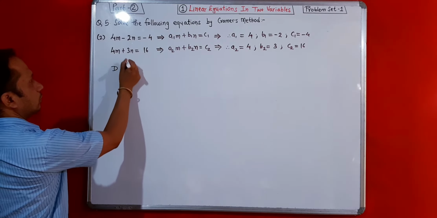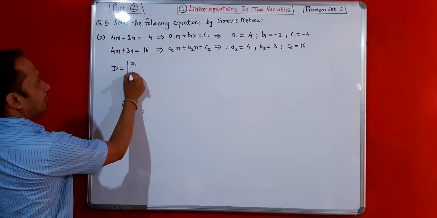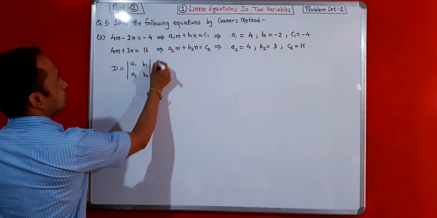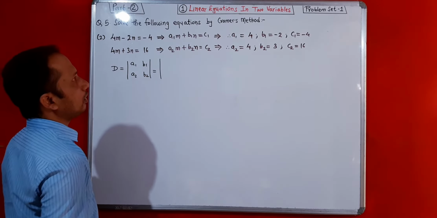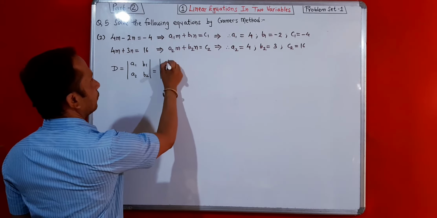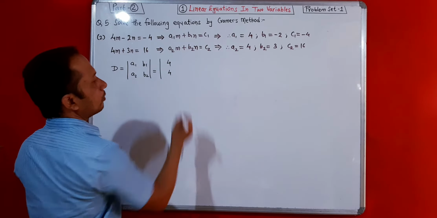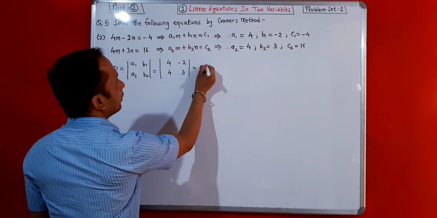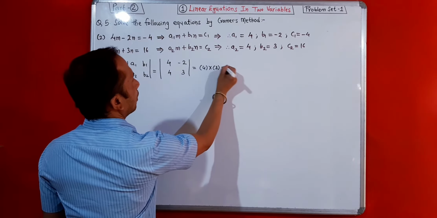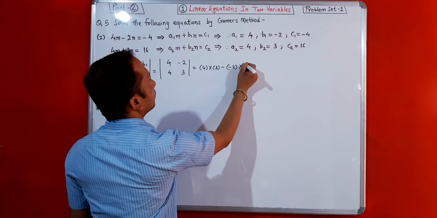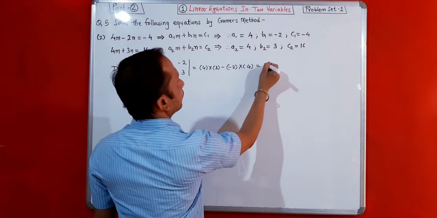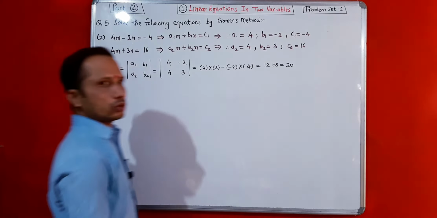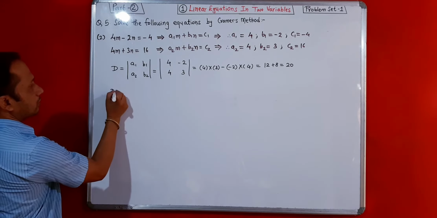D is equal to, you know that a1, a2, b1, b2 are the values. So first a1, a2 are 4 and 4, and b1, b2 are minus 2 and 3. So now 4 into 3 and minus 2 into 4, so it is 12 plus 8, it is 20. So this is your D.